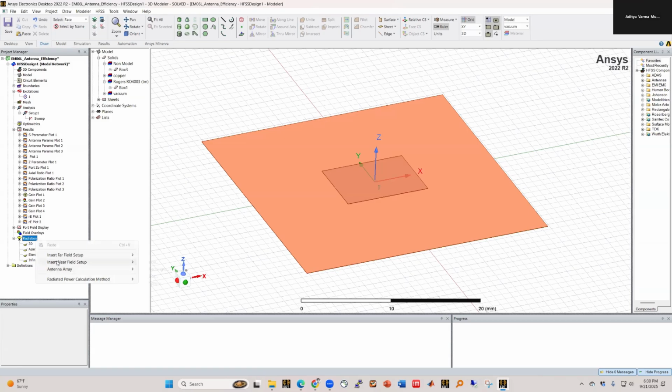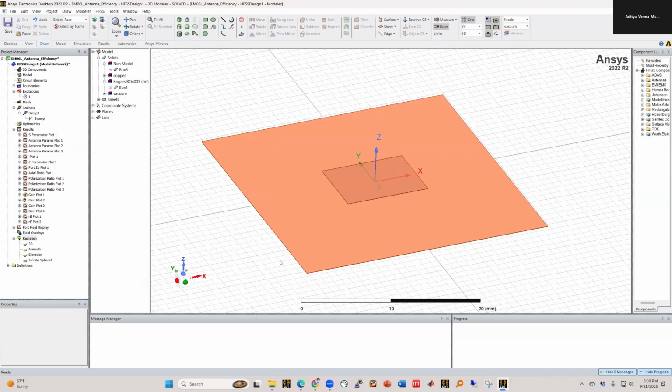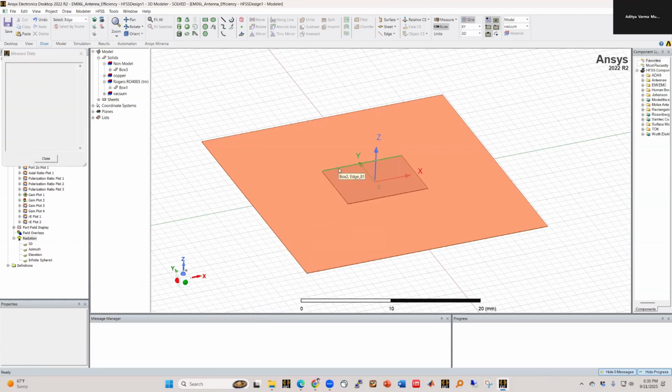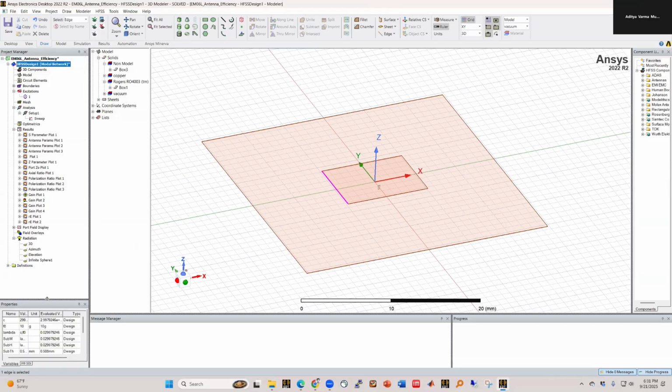So I'll say insert near field setup, sphere. And now I can set a specific radius, right? So let's say for this antenna, I go to measure, say edge, and then I measure this edge, the E-plane edge. The E-plane edge is around 7.5 millimeters. And we know that the wavelength is around 3 centimeters, right?